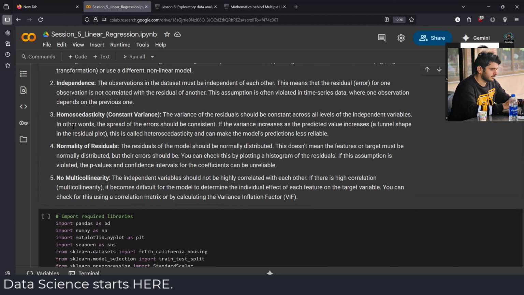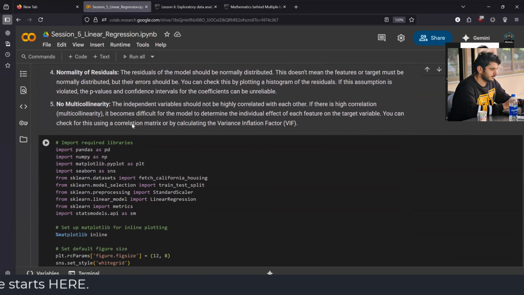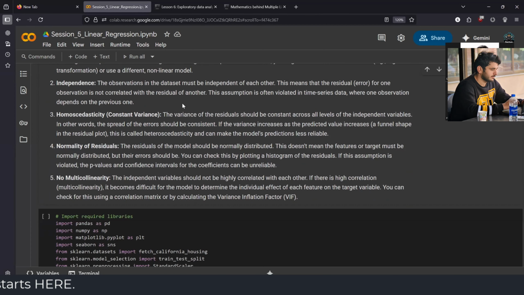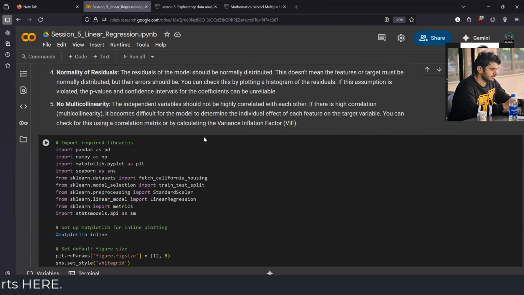And we have homogeneity. It means we should have constant variance in the residuals across all the independent variables. We will discuss them with all these points when we are working on some data. Okay. In Python, we have two different packages to implement linear regression model. The first one is sklearn and the second one is statsmodels.api.